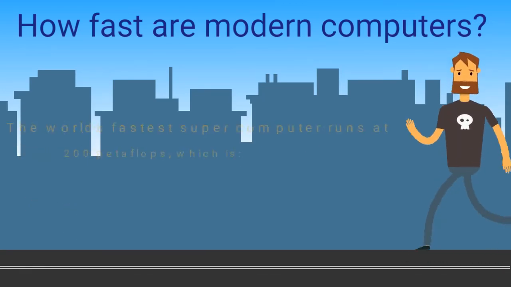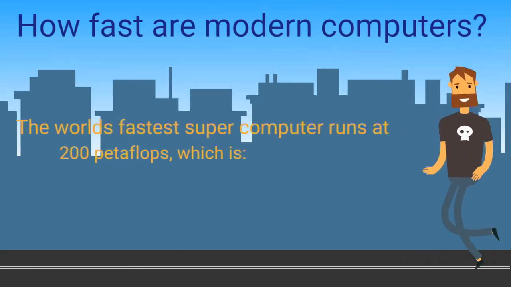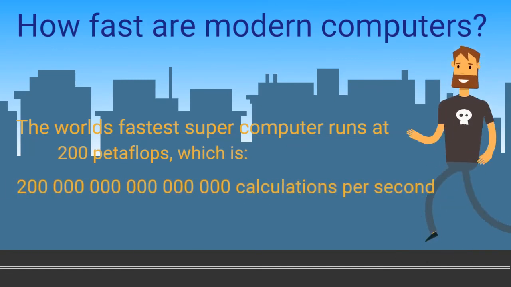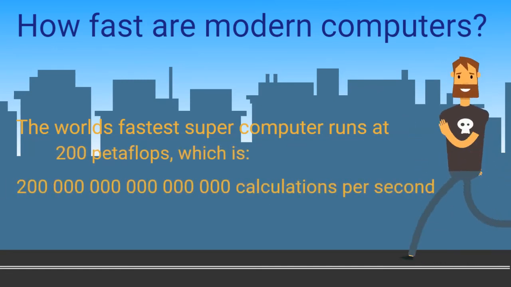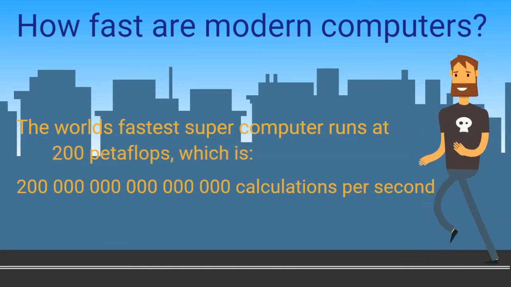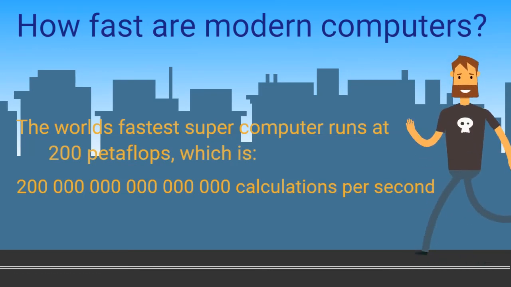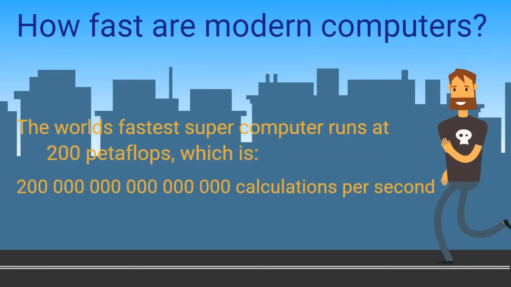The fastest computer in the world, the fastest supercomputer, runs at 200 petaflops. That is 200 quadrillion floating point calculations per second. That's 200 followed by 17 zeros. That is a number that just makes my brain hurt.